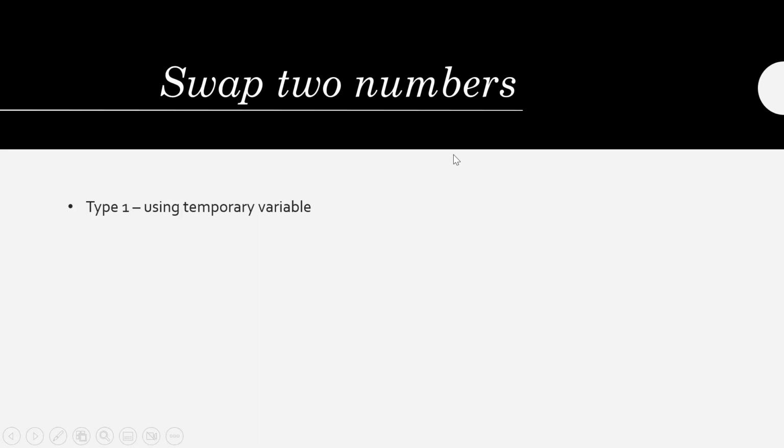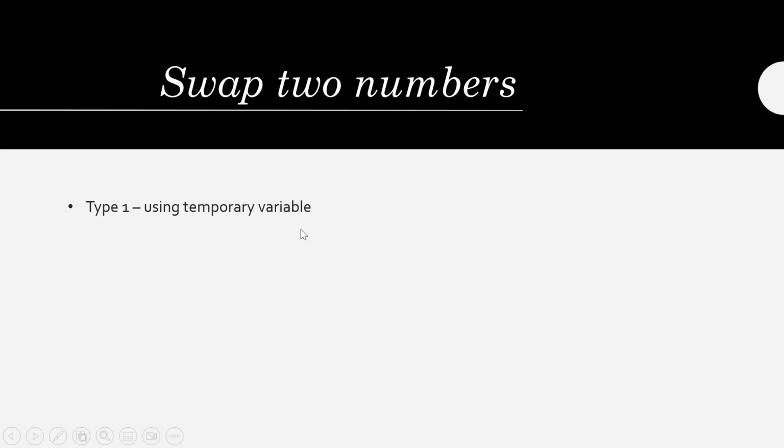This is a very simple basic question asked in C interviews, but there are three types of methods which can be used to swap two numbers. Type 1 is using a temporary variable. Type 2 is using arithmetic operation, and type 3 is using logical operation.